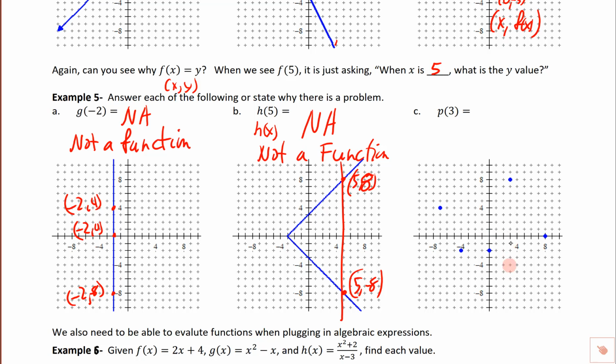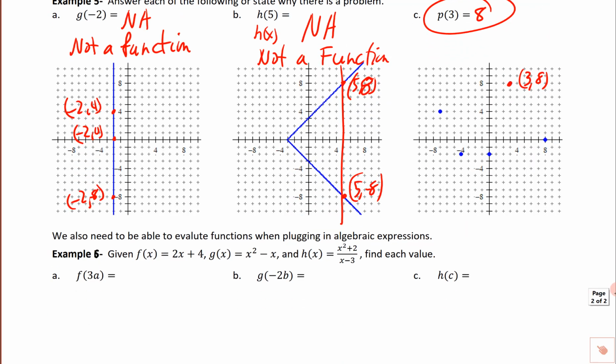Well, there's no points down here. There is a point right up here. So that would be the point (3, 8). So that means when you plug in a 3, you get out an 8, and there we are. So we can find that one. There's no problem with that whatsoever. Okay? All right, let's slide down here and take a look at this last little bit.